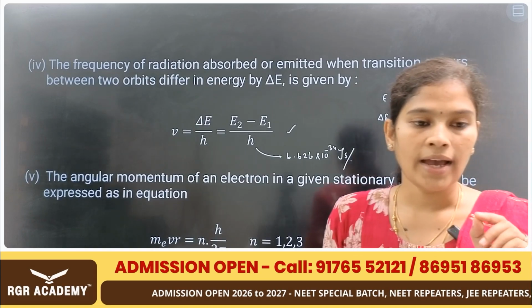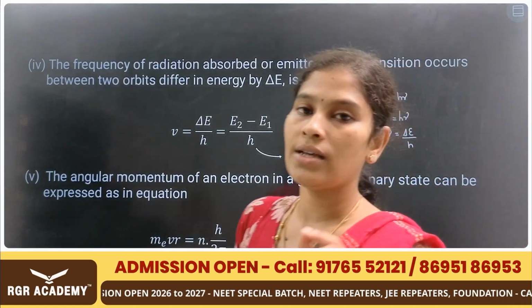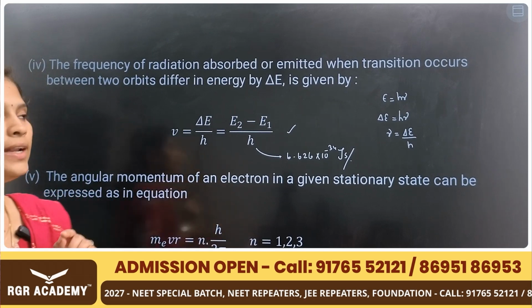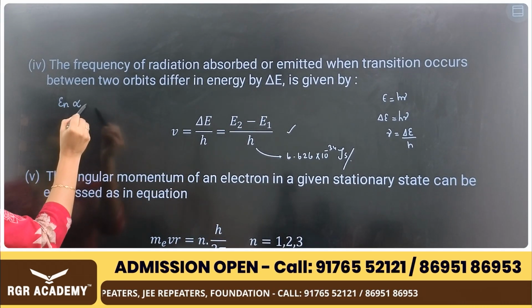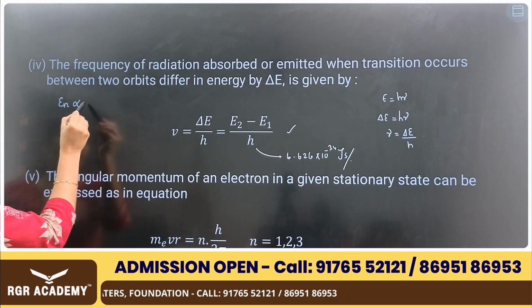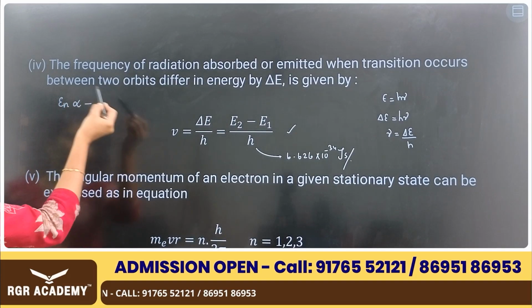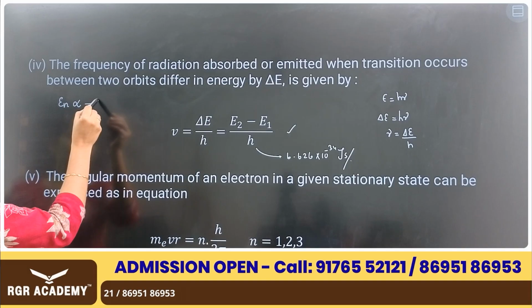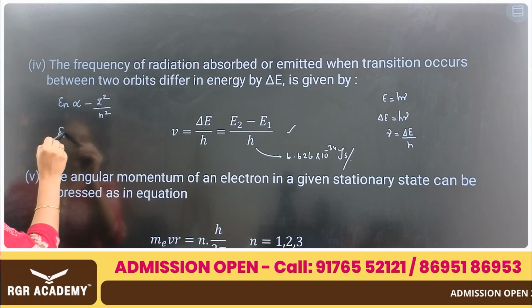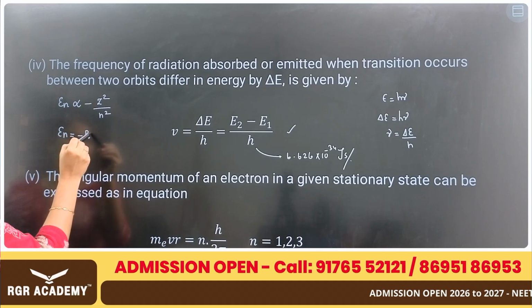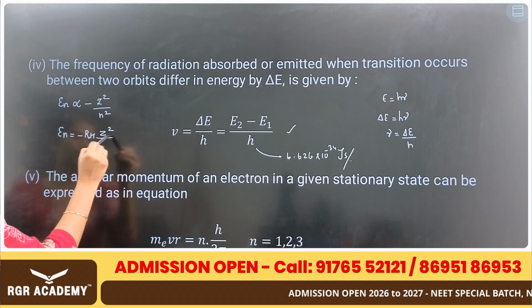I told you in the first postulate that each orbit has some fixed energy, so that can be calculated using this. En is proportional to, actually the energy of the electron is negative, so it is not directly proportional, it will be like Z² by n². Why is the energy of the electron negative? That is a very important question.